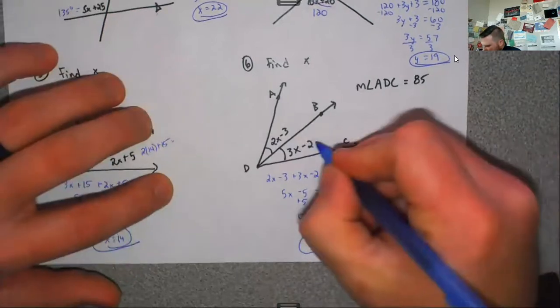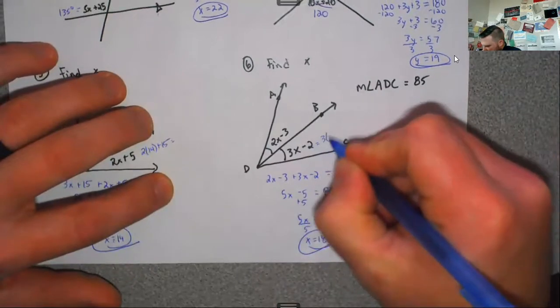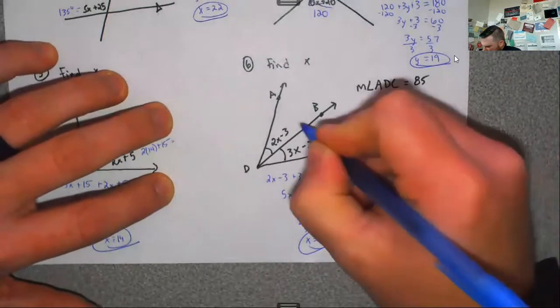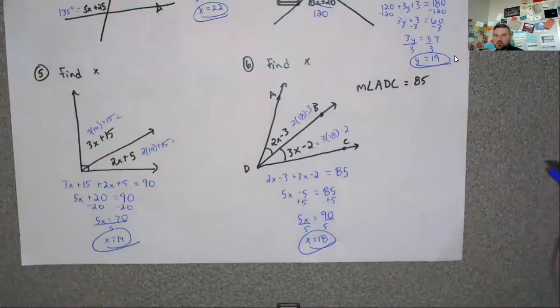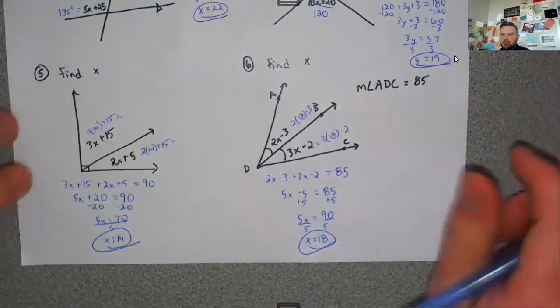Okay, so again, plug it in. 3 times 18 minus 2, or 2 times 18 minus 3 to get those individual angles, which that's not what it asks for. In this case, I'm just saying sometimes it may ask you for that. All right, flipping it over to the back.